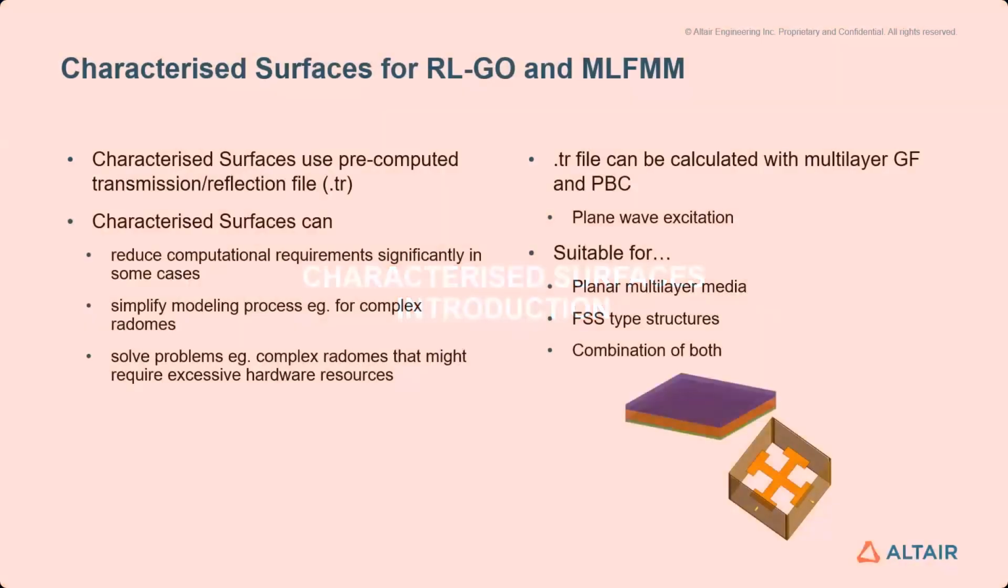Okay, characterized surfaces introduction. Characterized surfaces use pre-computed transmission reflection files. In Feko, you have the option to calculate the reflection and transmission coefficients, just like Gopi showed just now, and you can export them as a TR file. So basically there's information for any angle, what is reflected and how, and what is transmitted and how. These files can then be used as characterized surfaces.